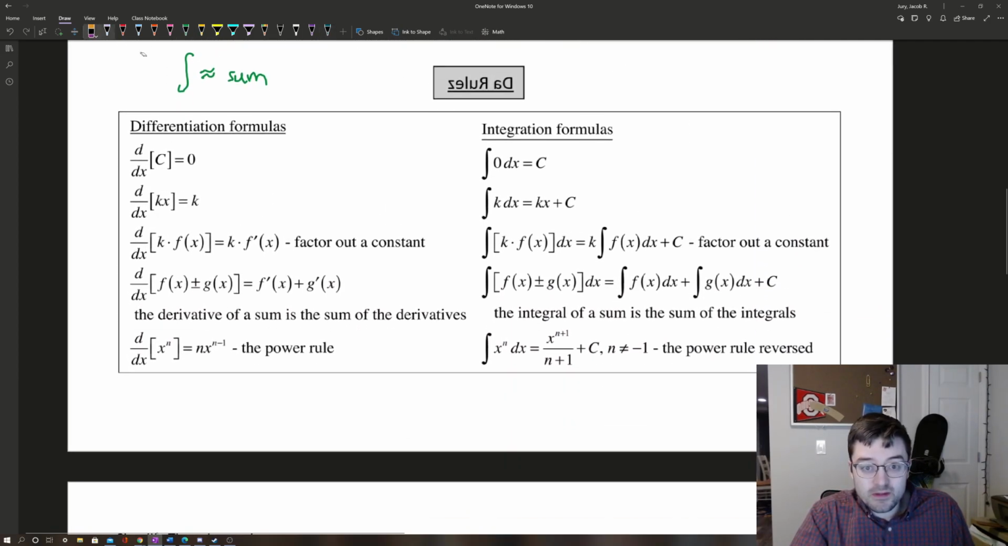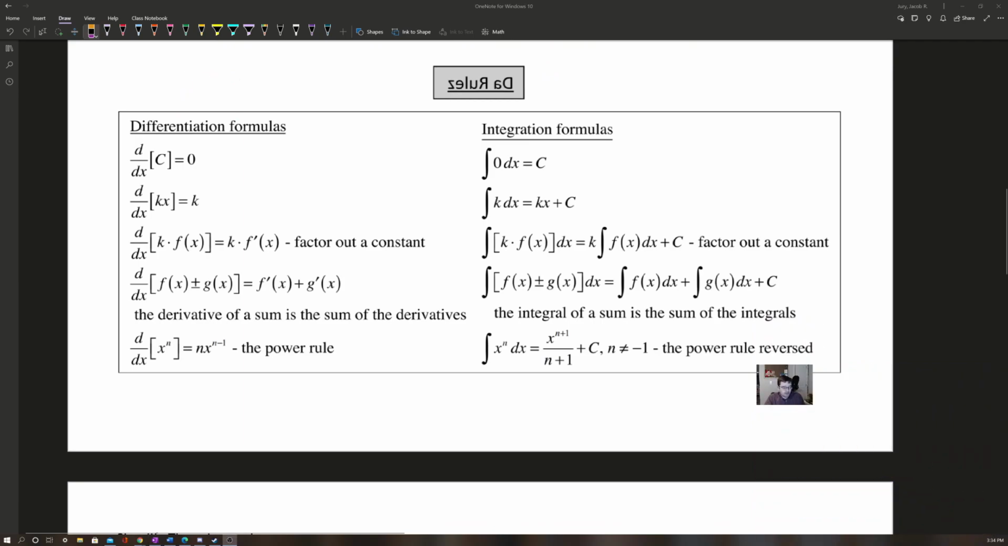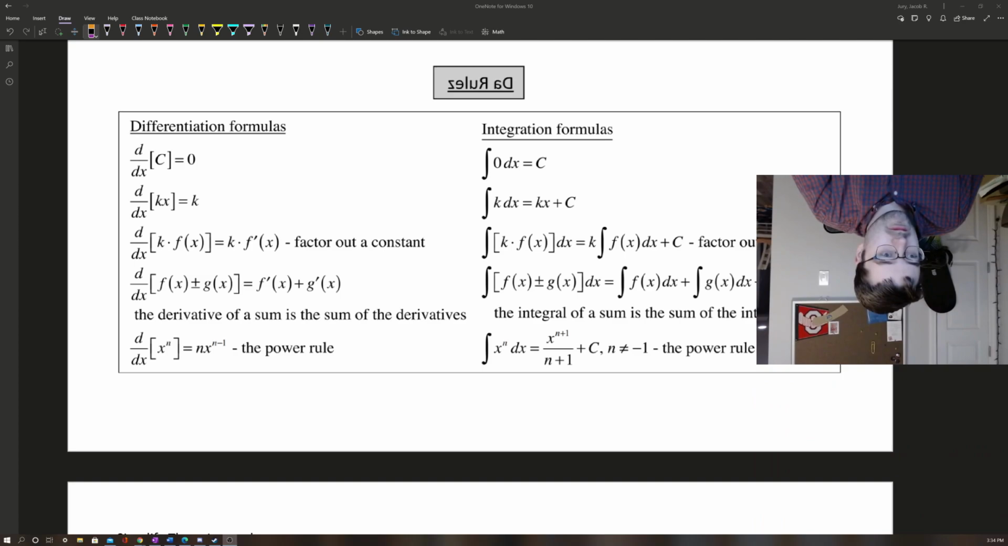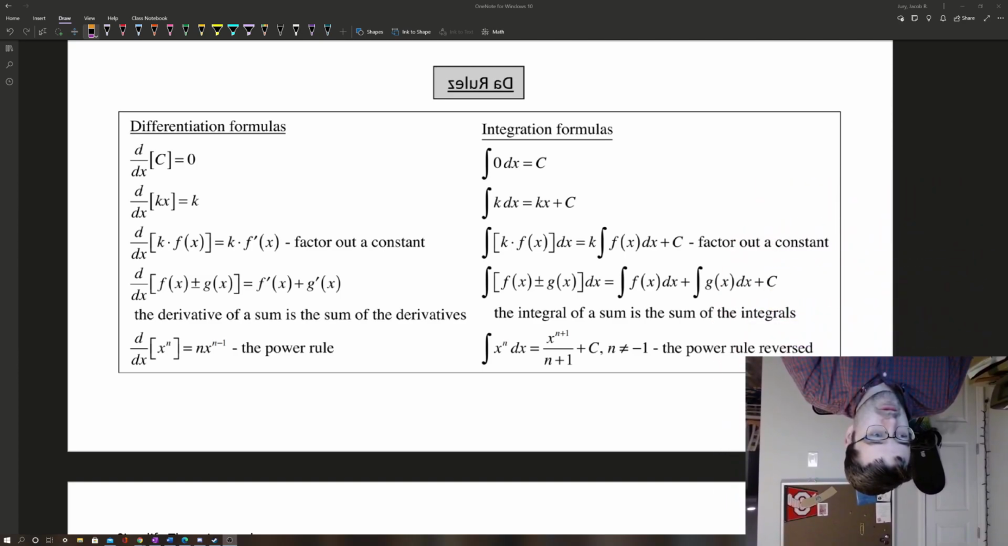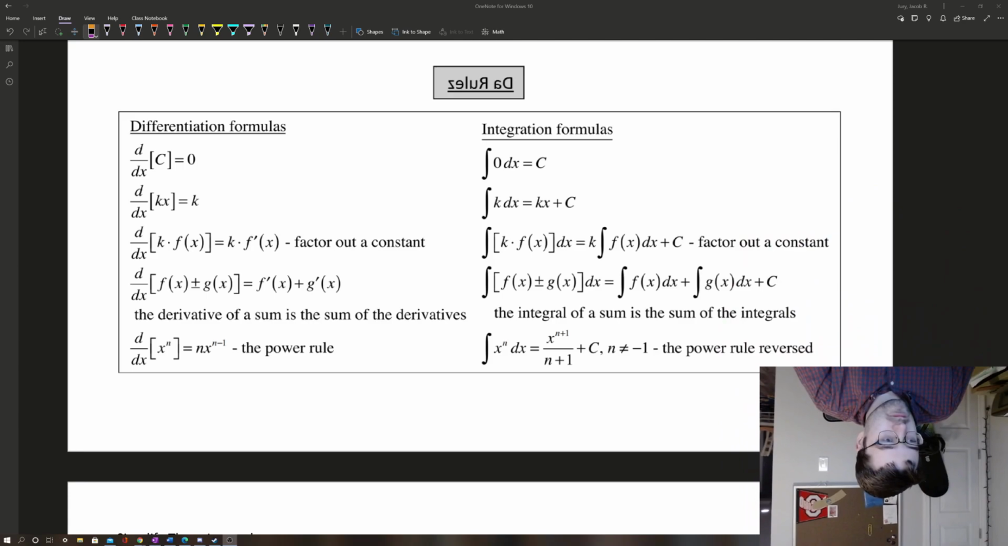Now, because integration is, I think I need to do this. Yeah, there we go. I was the wrong way.